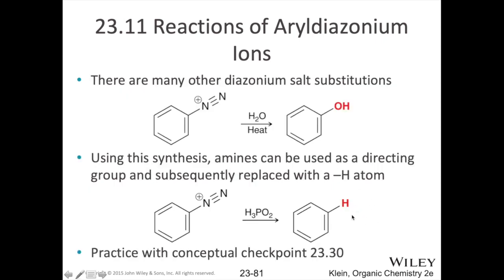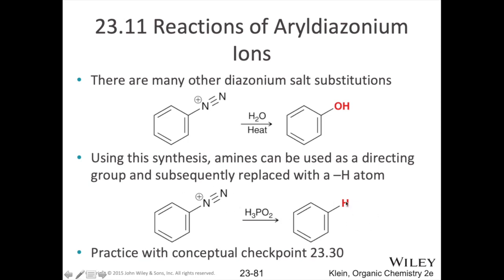Okay. Other things we can do with our diazonium salts: we can heat them up with water, and that converts them into the corresponding phenol. Another method to get rid of that group entirely, just to swap it out for a hydrogen, is to use hypophosphorus acid. Okay, and that'll get rid of this group.